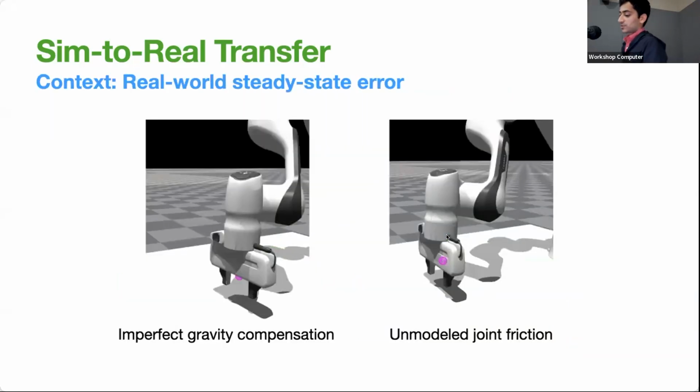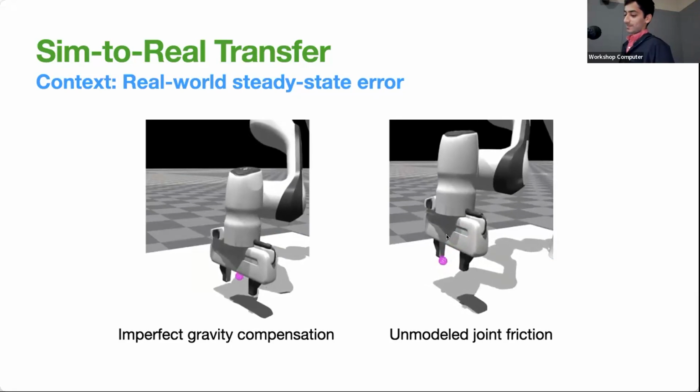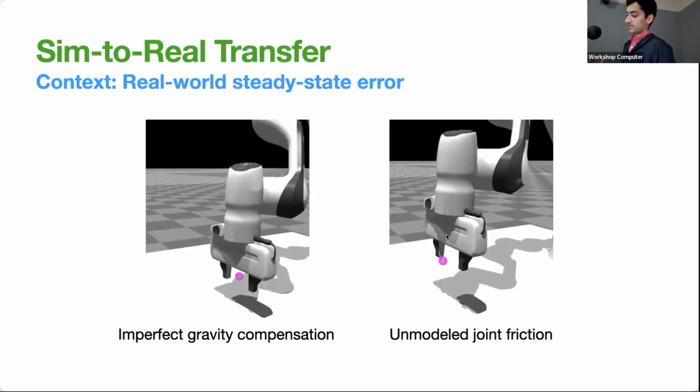Although we brought real-world constraints into simulation and developed algorithms to train simulated policies successfully, that still wasn't enough for sim-to-real transfer. One critical remaining issue was steady-state error in the real world. To visualize this point, here's a policy trained using the previous algorithms to move its fingertips to the pink sphere. On the left, the robot has imperfect gravity compensation, and on the right, the robot has unmodeled joint friction. And as you can see, the robot never quite reaches its target, which is an issue that also occurred in the real world.